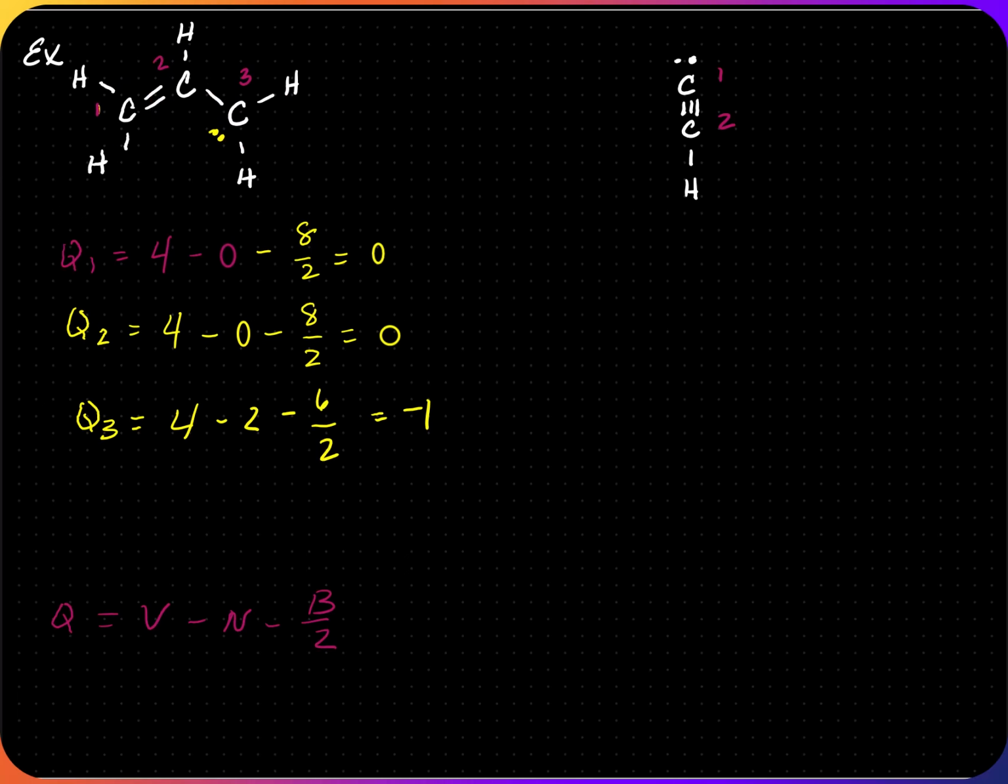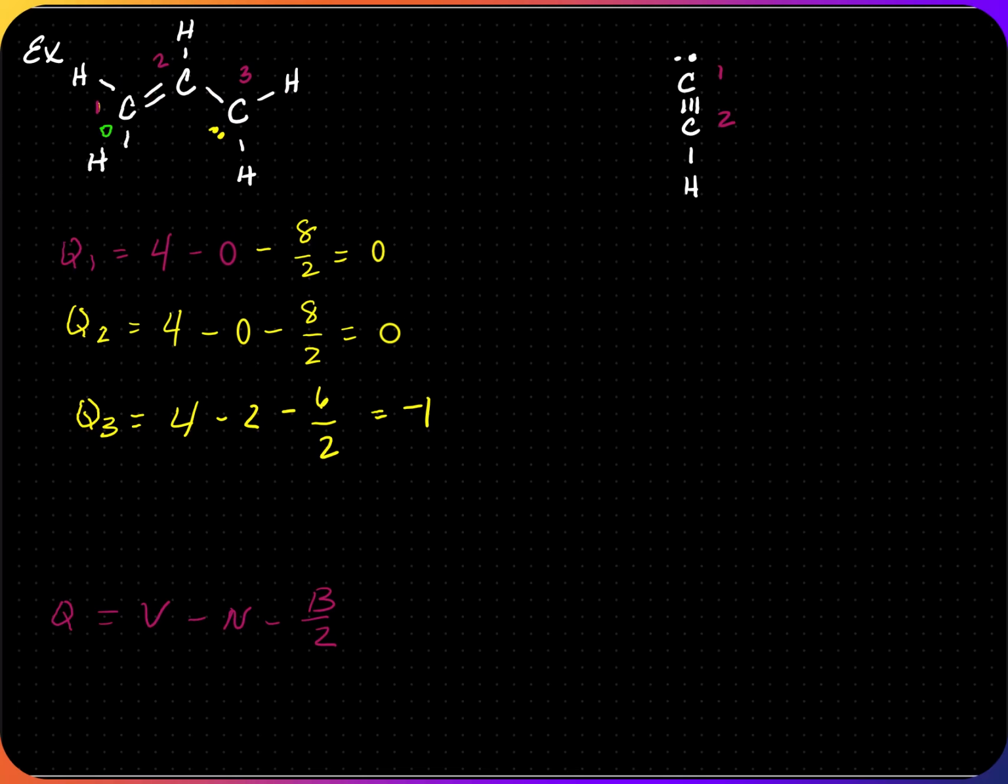The first carbon has a 0 charge. The second carbon has a 0 charge, and the last carbon has a negative 1 charge. So on the right, we have Q of 1.